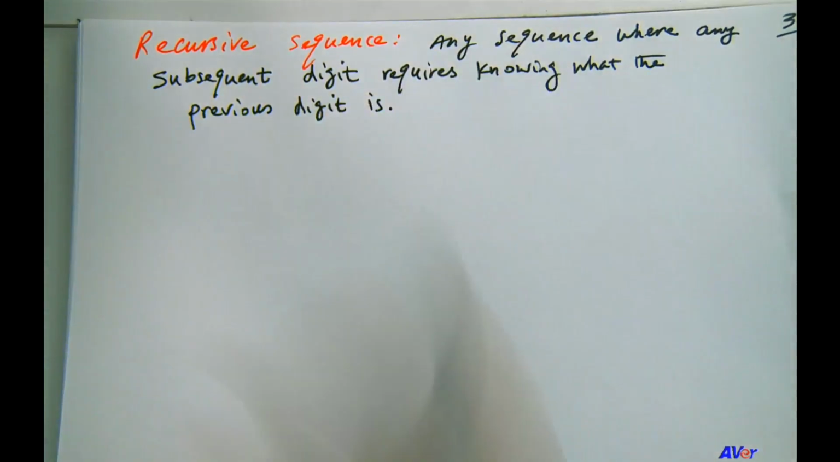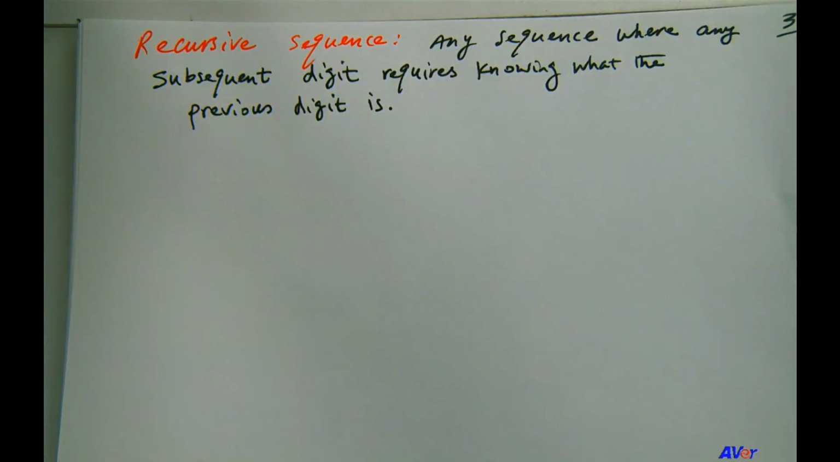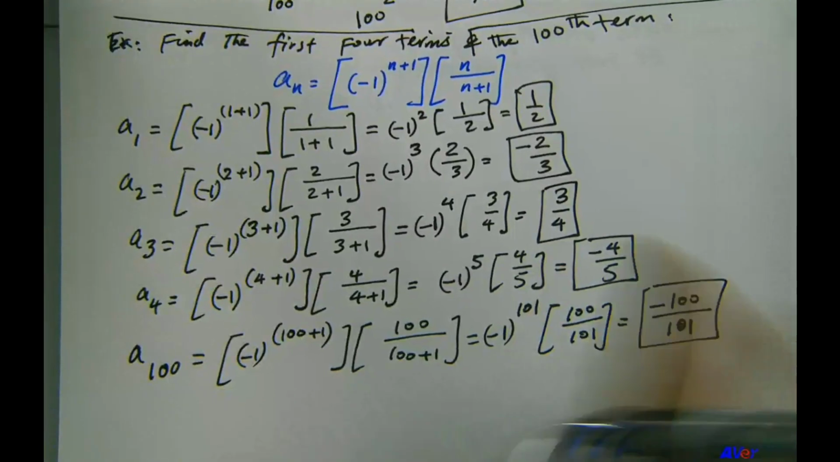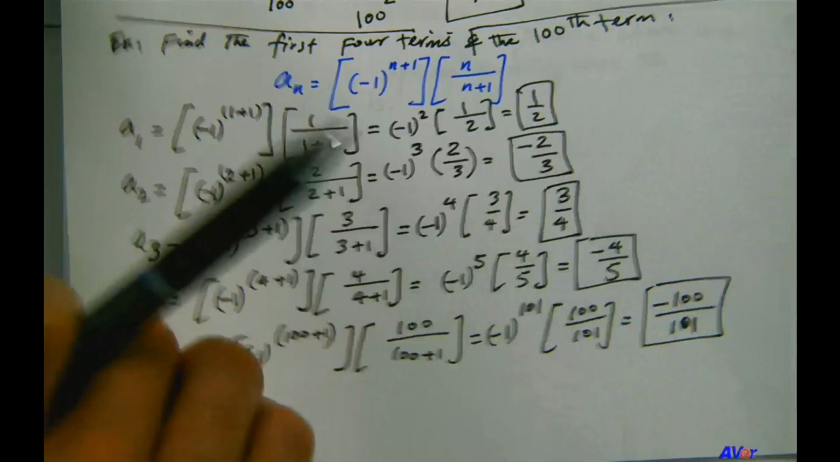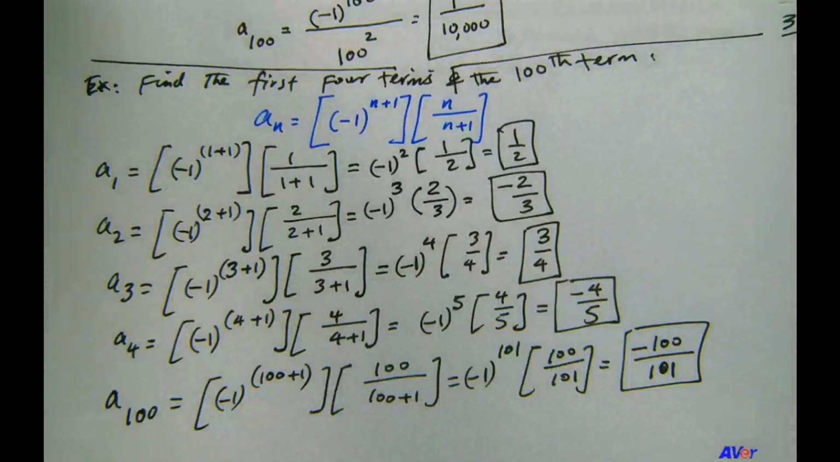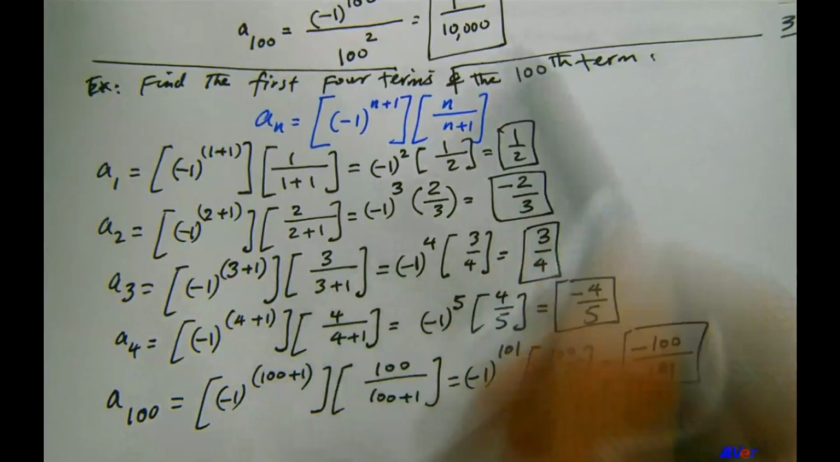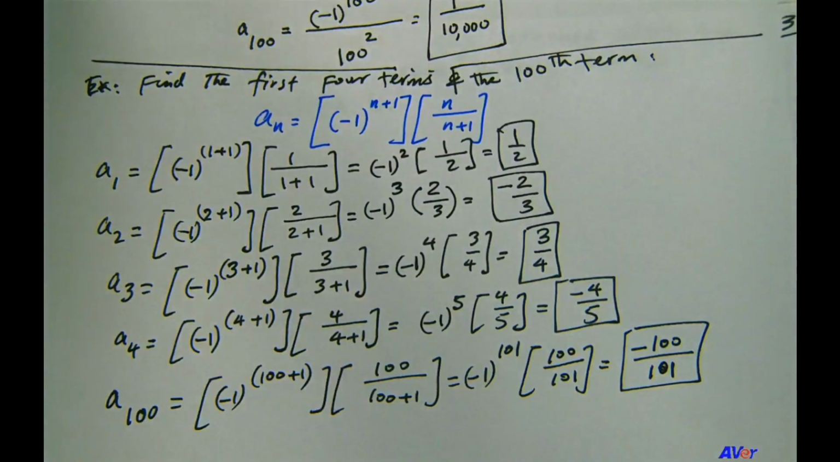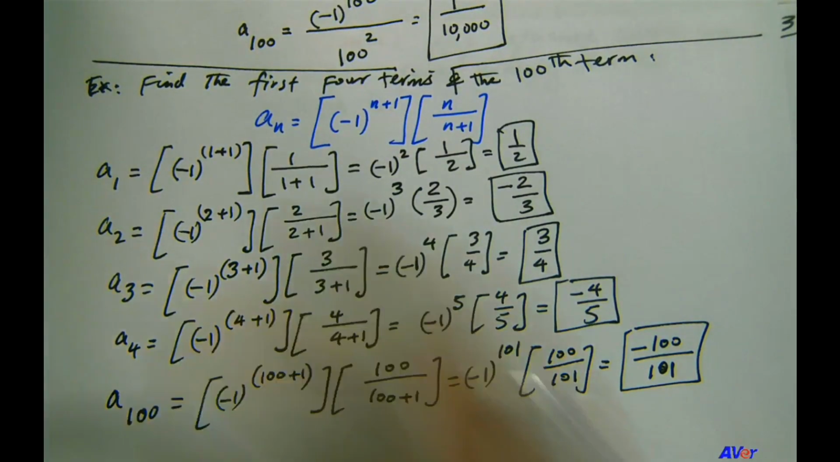You might read this and say, well, isn't that how all sequences work? No, not just like this one. For example, in this sequence that we just had, we were asked to find the 100th term, right? But to calculate that term, did we need to know the number in the 99th position? No. So this is not a recursive sequence. You can find any digit in this sequence without knowing what the previous digit is.